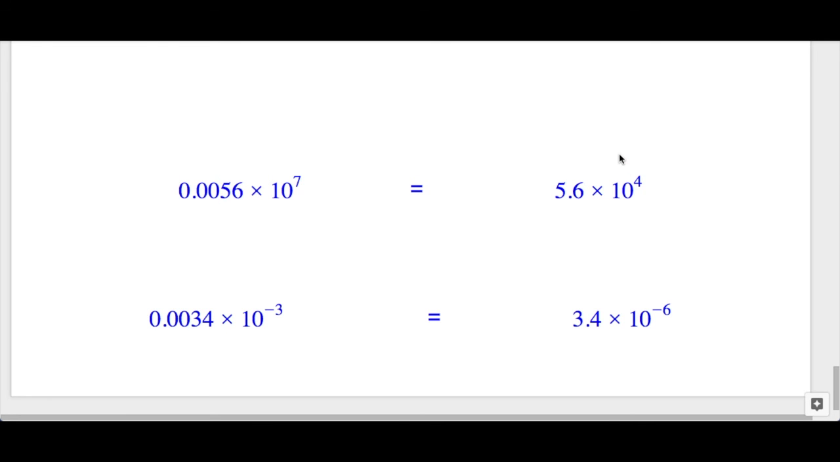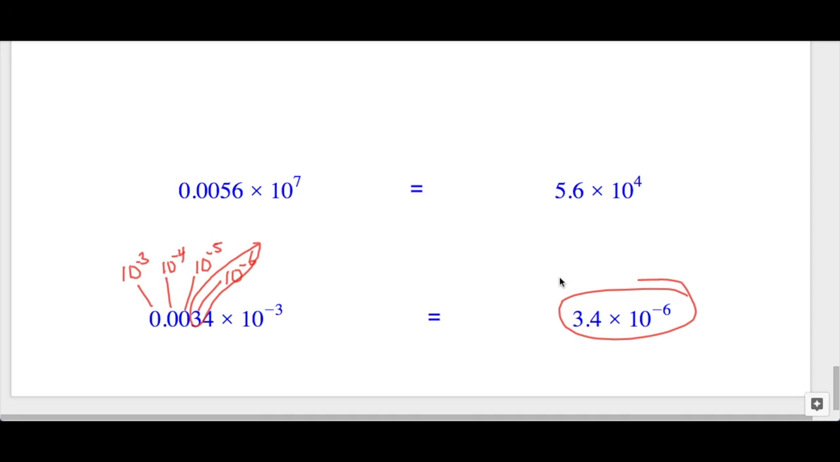One more example. Our ones column is no longer a ones column, it's now the 10 to the negative 3 column. So if this is now 10 to the negative 3, this has to be 10 to the negative 4, 10 to the negative 5, and this is now 10 to the negative 6. That is what we're focusing on right here. So when we take a look here, this is 3 times 10 to the negative 6. So when we move the decimal place, this becomes 3.4 times 10 to the negative 6. And that is how we get that final answer. That is it.